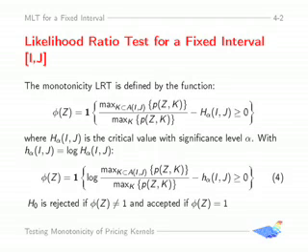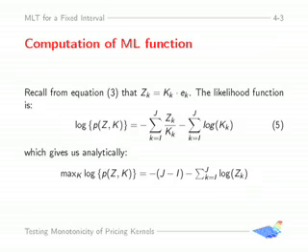For simplicity, we also perform a monotone transformation here, taking a logarithm of our ratio of maximum likelihoods. Using the main result of the exponential model, that zk is equal to the pricing kernel k times the exponential ek, we can derive a log likelihood function, which looks like this. It gives us an analytical result for the maximum at k equal to zk, with this kind of formula.